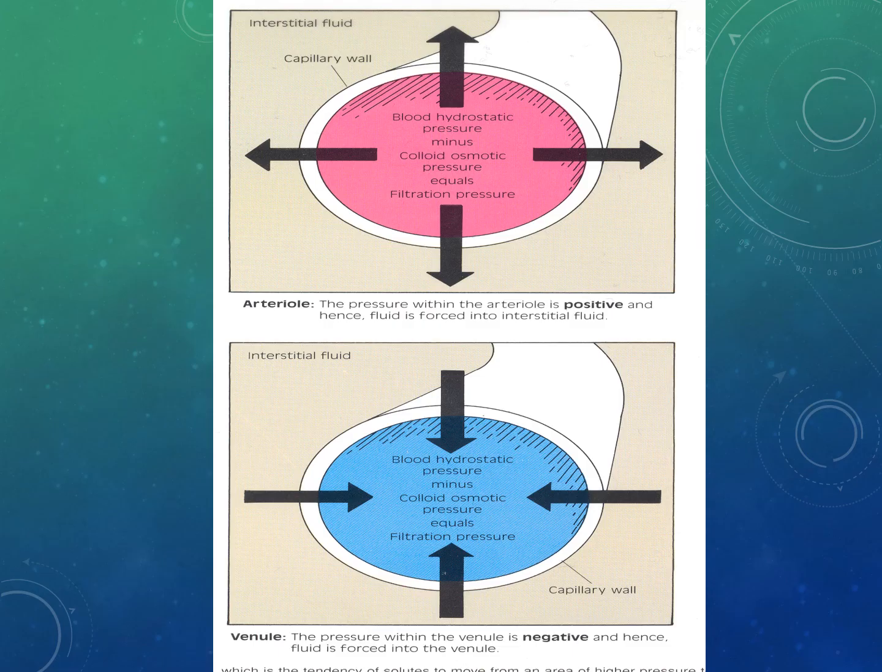Another way to show this, and by the way, this came out of your fundamentals book, this came out of your Taylor, is on the arterial end of the capillary. Okay, you've got your blood hydrostatic pressure minus your colloidal osmotic pressure. That equals your filtration pressure, and you can tell the arrows are going out, right? And you see that's interstitial fluid around there. It shows you that on the picture. Then if you go to the bottom, it shows you your blood hydrostatic pressure minus your colloidal osmotic pressure equals your filtration pressure, and this time it's back in.